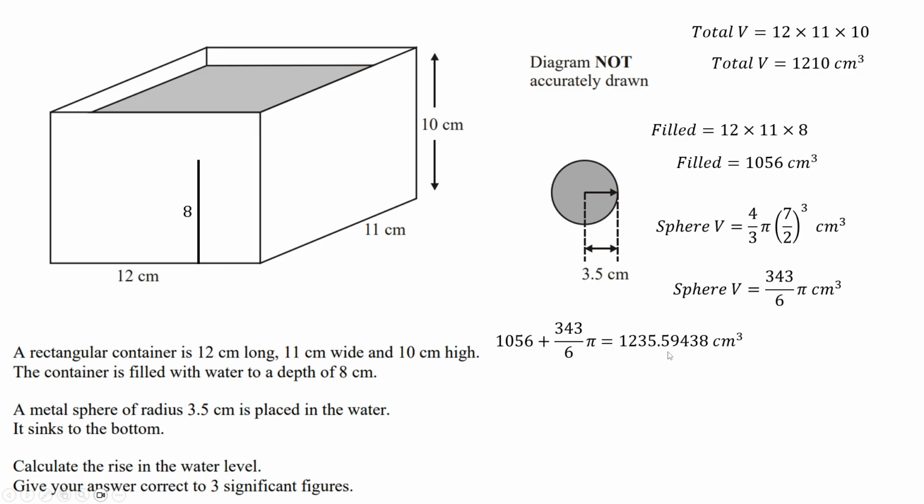Okay, now another way that we can express this total volume filled so far is 12 times 11 times some height h. So we'll just call the new height h, and h represents the height of the water with the sphere in it. Okay, so 12 times 11 is 121, 121 times h is 121h, and that equals the new volume. So the new height is going to be 10.21 after we've put the ball in. Okay, we want the rise in the water level, so it's going to be 10.21 take away 8, which is 2.21 centimeters.